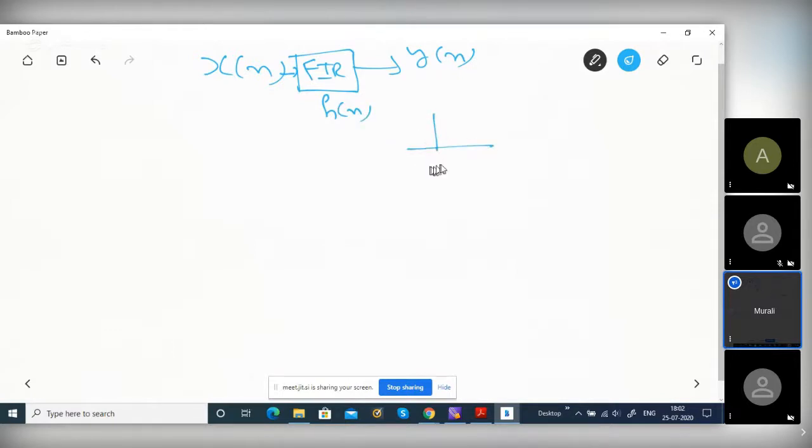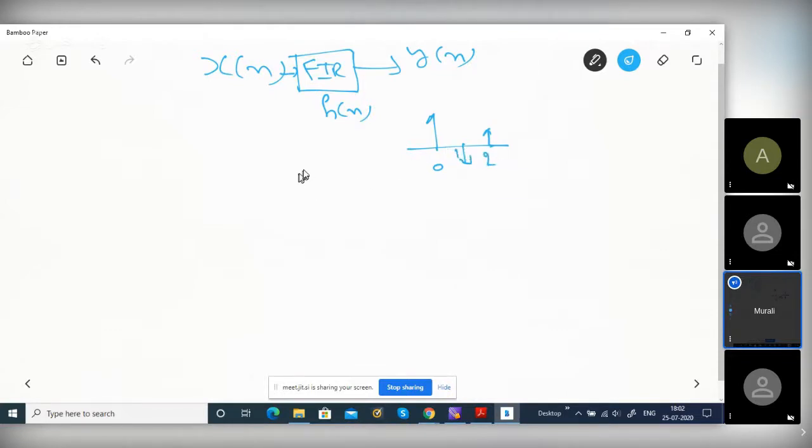This is n equals 0, 1. It may not always be positive. It can be positive and negative, and it can be complex also. But for simplicity I'm taking it real: 0, 1, first sample, second sample.